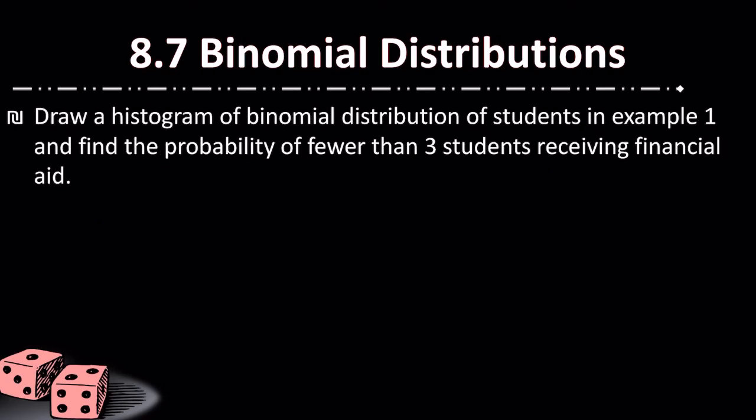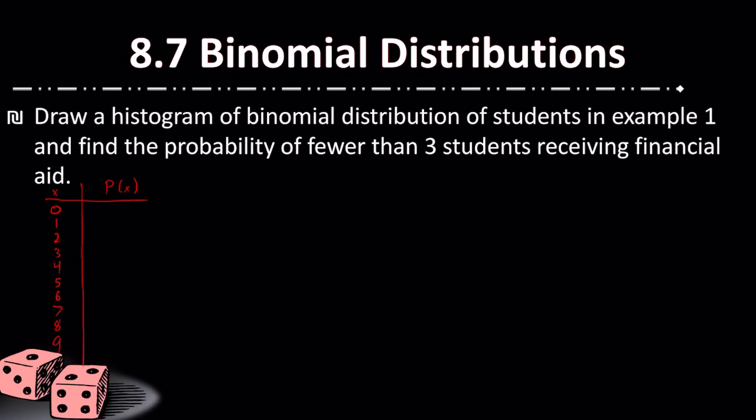All right, draw a histogram of the binomial distribution of students in example 1 and find the probability of fewer than 3 students receiving financial aid. All right, so we could make a table. So we'll have x and P of x. What is the smallest number of students who could receive financial aid? That's right, 0. And the greatest could be 9. That's right.